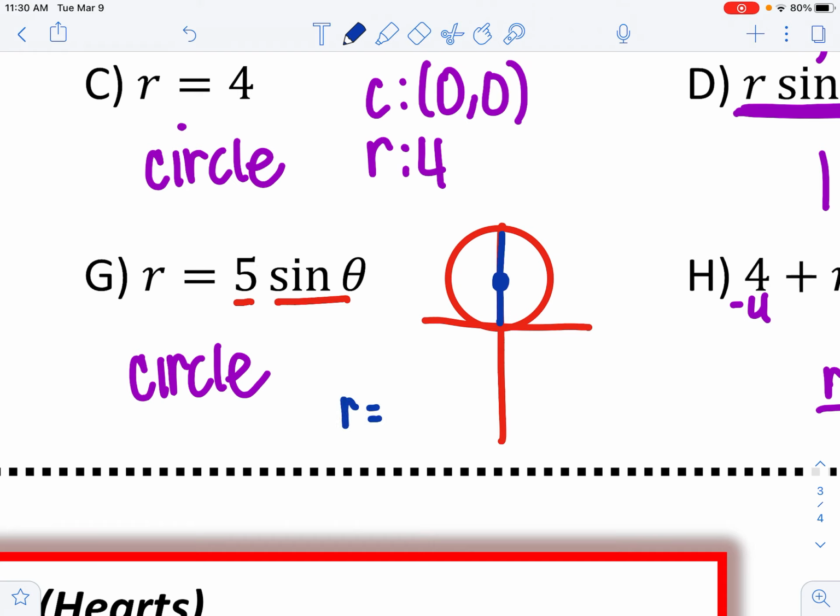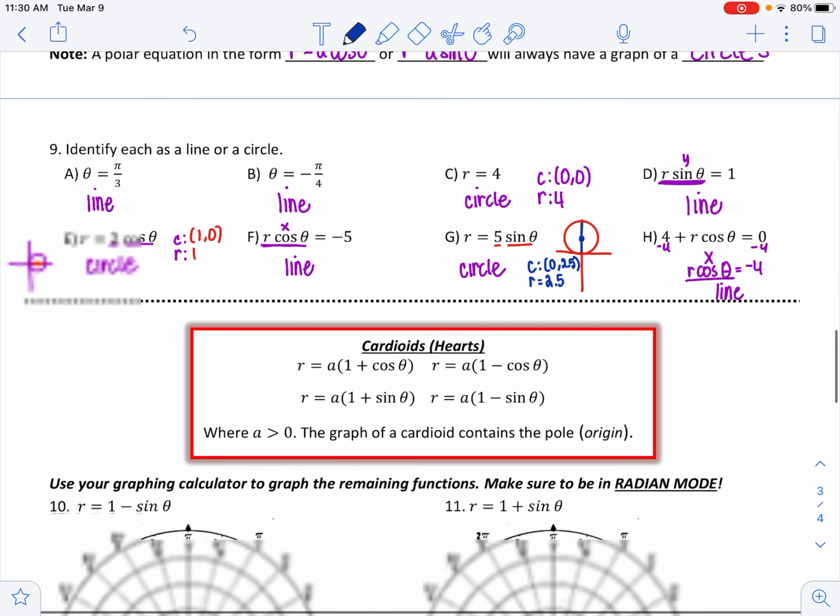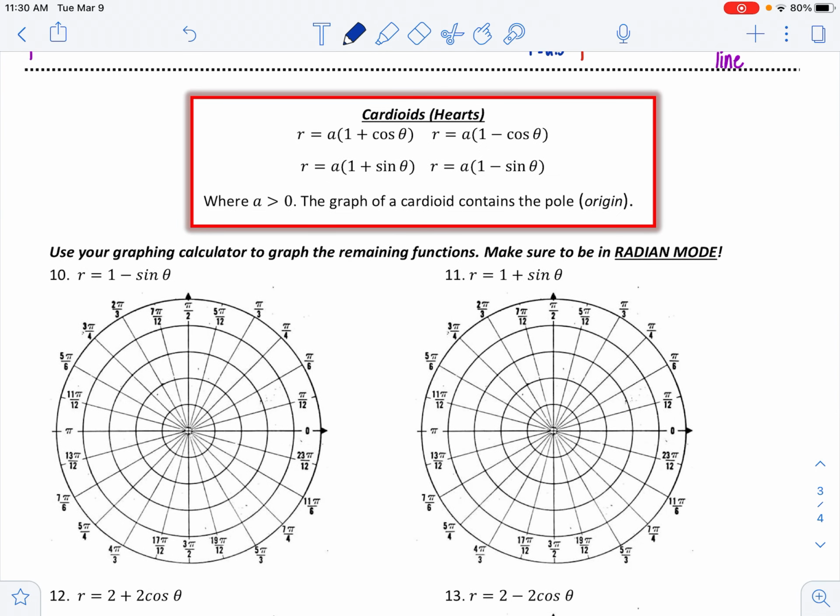The center's right here. So the radius, that means, is half of 5, which is 2.5. And the center is over 0, up 2.5. Okay, so you can graph these in a second by looking at the equation now.